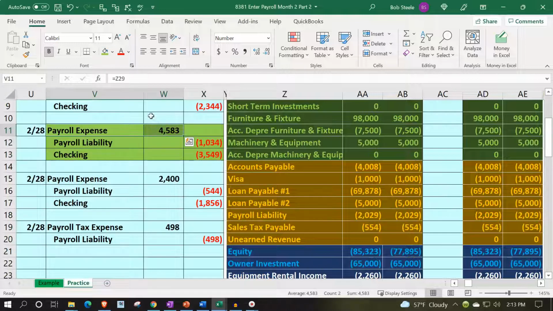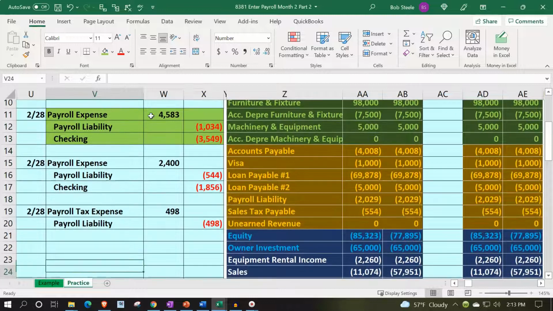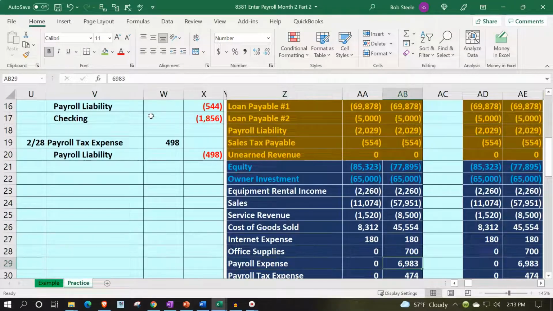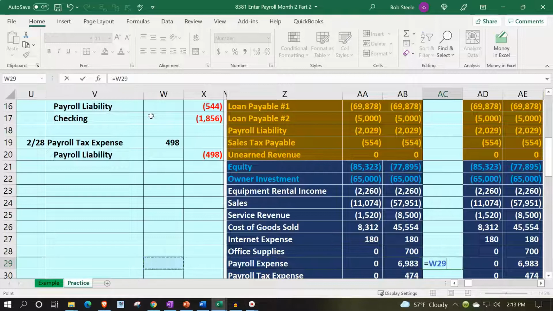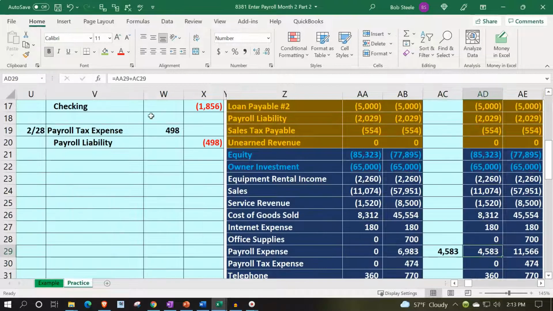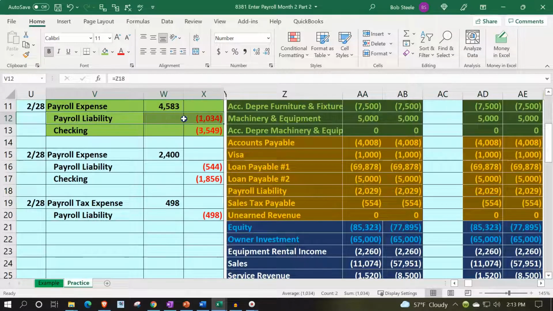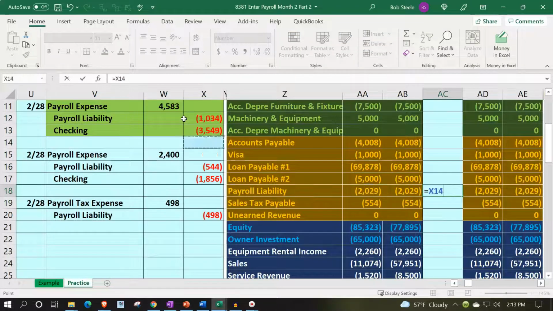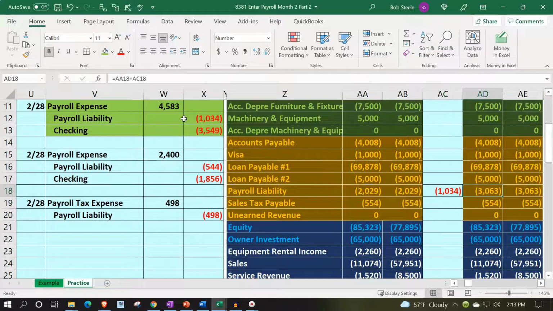The payroll expenses first. Let's scroll down for this first one. For the first item that we are entering, payroll expense is going to be equal to that 4583, bringing the balance up on the month 4583, year to date 11566. Then we have the payroll liability. Payroll liability is going to be here. We will say equals and point to the 1034, bringing the balance up to 3063 for both the current month and the year to date.